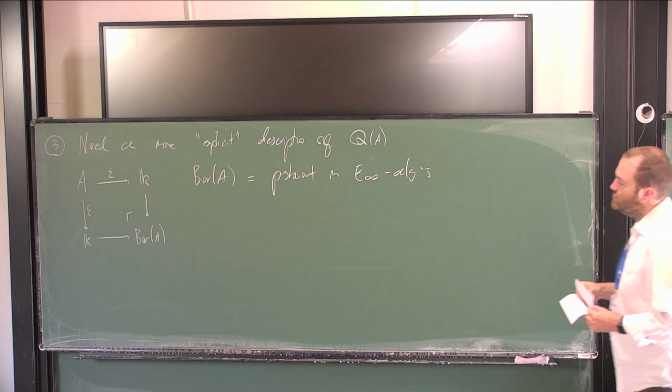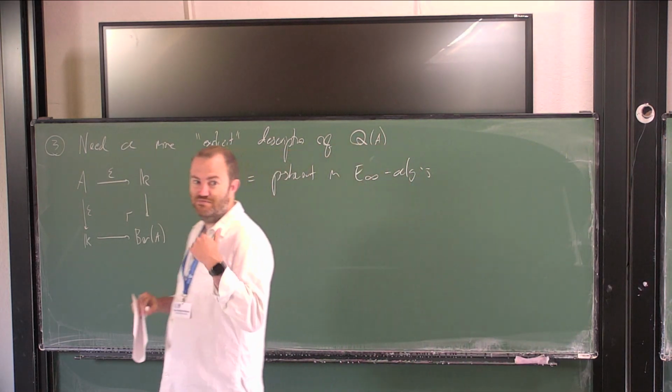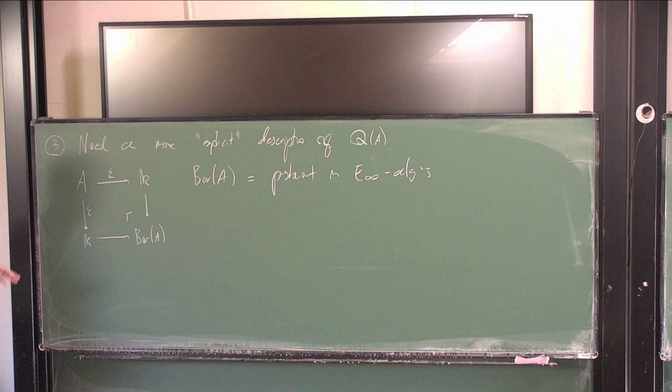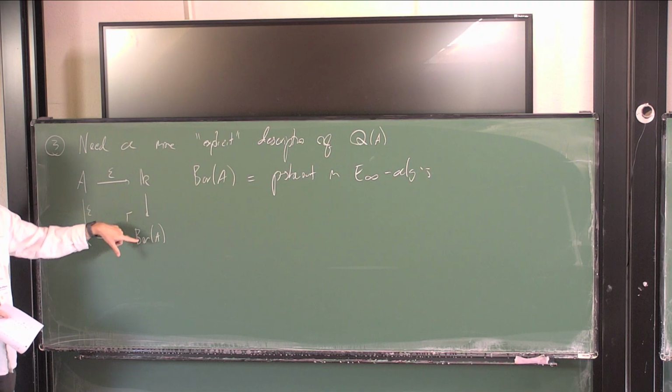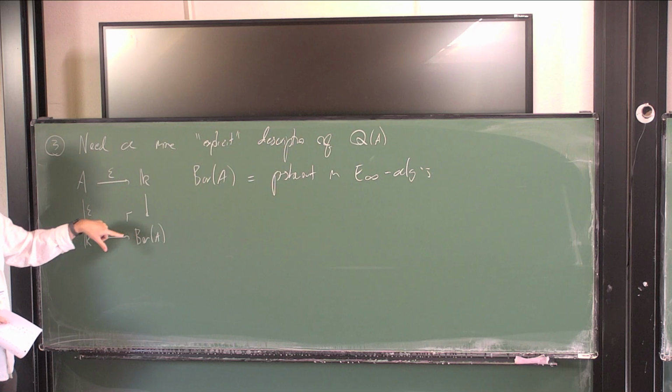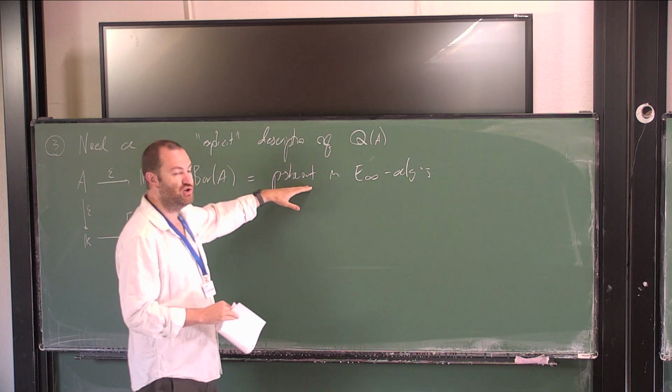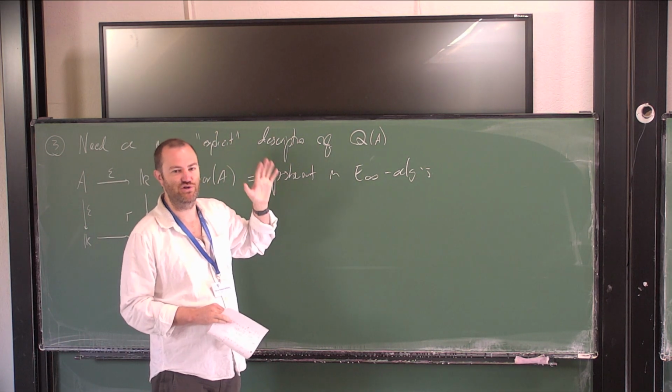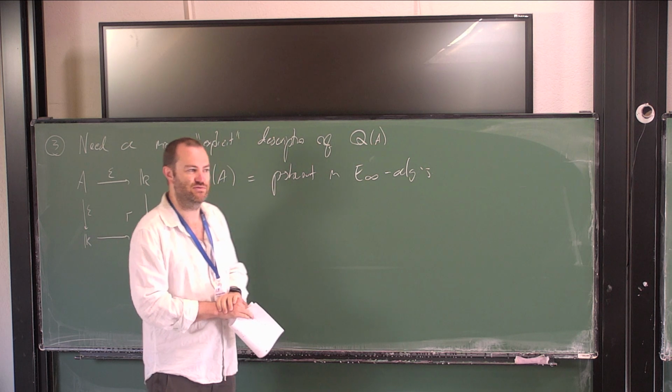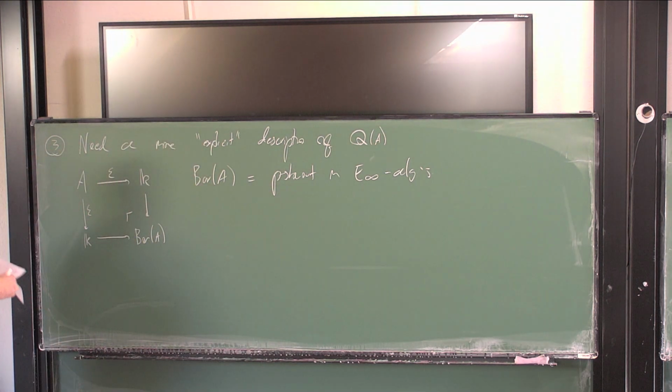Okay? Now you should think of this as being something like suspension. If you have a space and you map it to a point and you take the push out, that's going to be the suspension of a space. Okay? Bearing in mind that every time I say push out or something, I mean maybe not a literal push out, but some homotopically correct push out. So I'll call that bar of A.